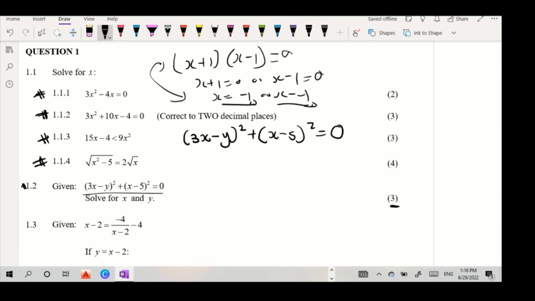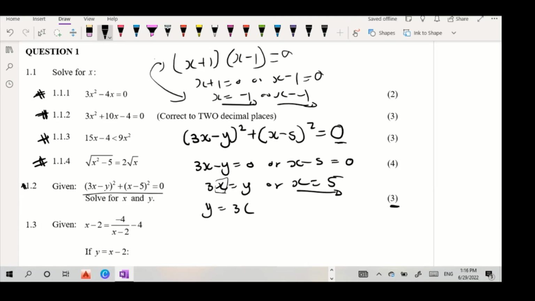So the same concept you apply here. Meaning that what's inside is going to be equals to this 0 here. What's inside the brackets, the squared brackets. So it's going to be 3x minus y is equals to 0, or x minus 5 is equals to 0. Then you transpose the y to the other side, you have 3x is equals to y, or x is equals to 5. So x is equals to 5, but what is the solution of y? We don't know, so we need to substitute x here. So you're going to say y is equals to 3 into 5. Therefore, it's 15. So the solution of y is 15. So that's how you solve for x and y in this problem here.